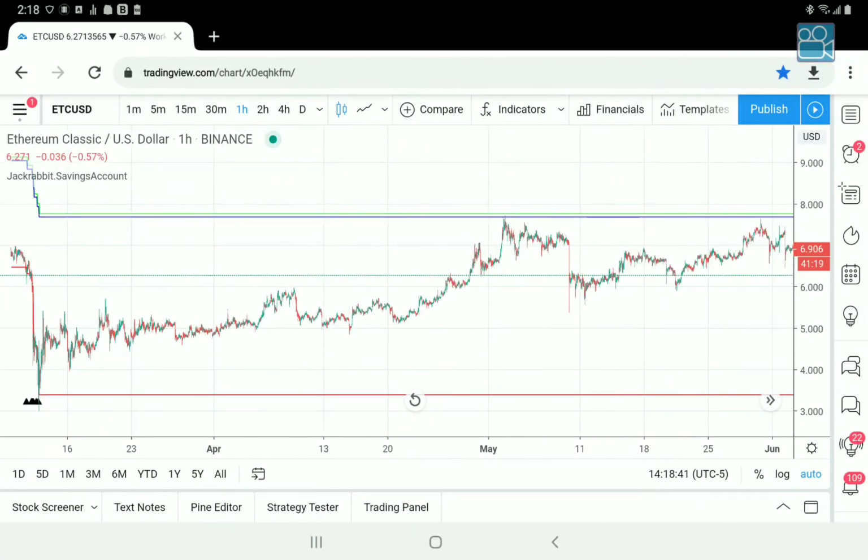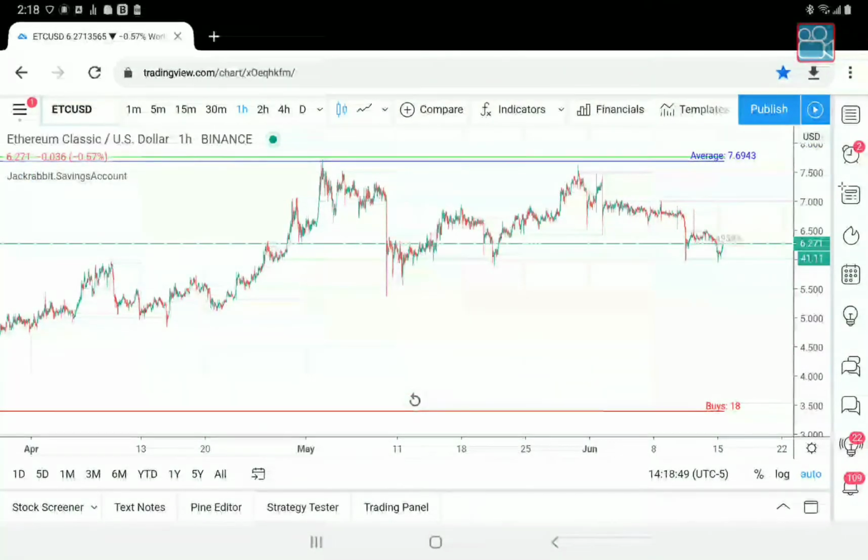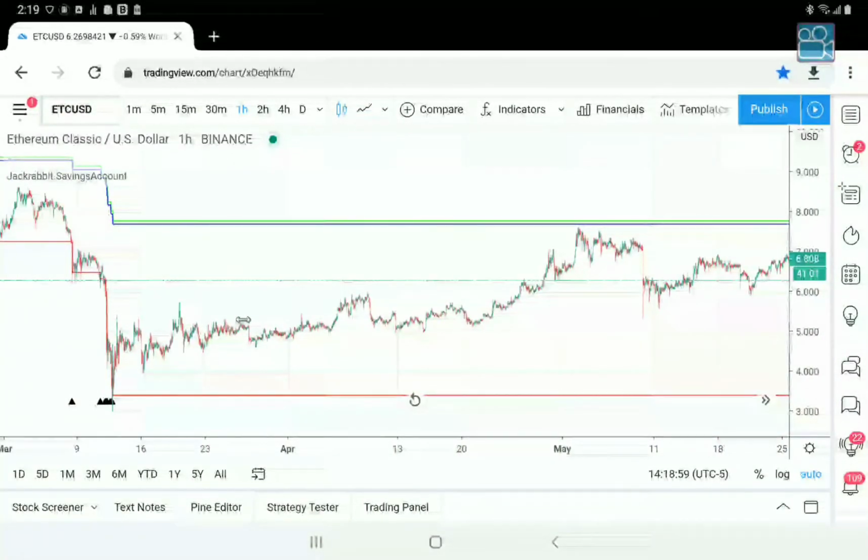And when a coin is really stuck in a channel like this, the sideways breaker may be your way out. Like this one, a couple of near misses. Near miss here, near miss here. But it's still stuck in this rut from Black Thursday.